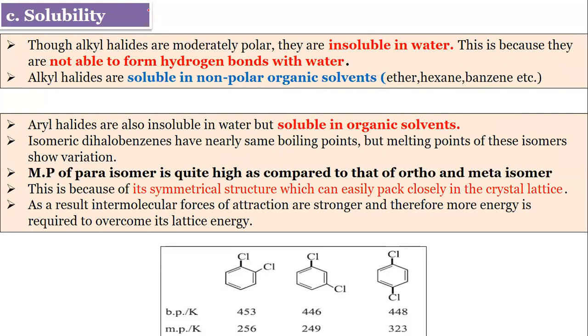Then I'm coming to the solubility. As you know, the bond between the carbon and halogen is a moderately polar bond. So these alkyl halides are insoluble in water. Remember, this property is very important. They don't dissolve in water. If these are not soluble in water, ultimately these will be soluble in organic solvents, 100%. So these are soluble in organic solvents like ether, hexane, and benzene.